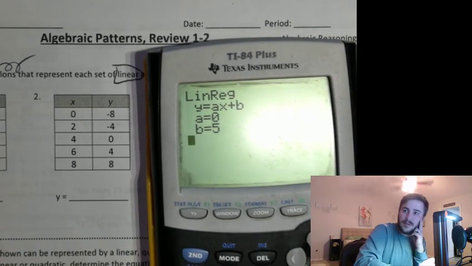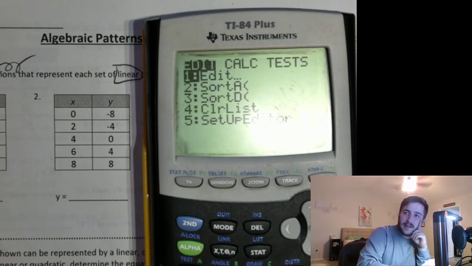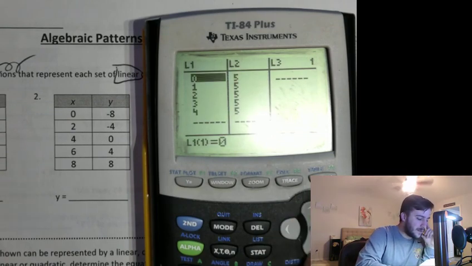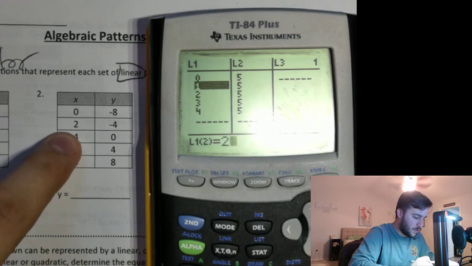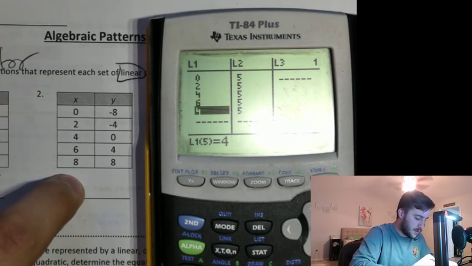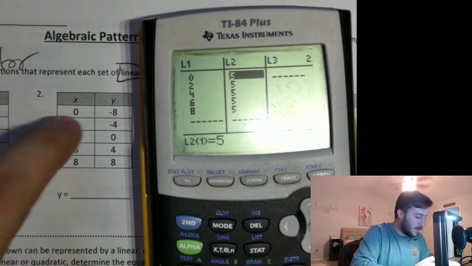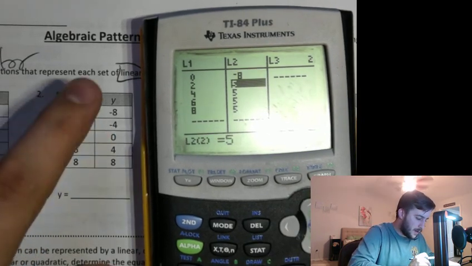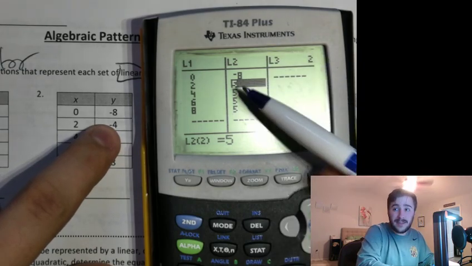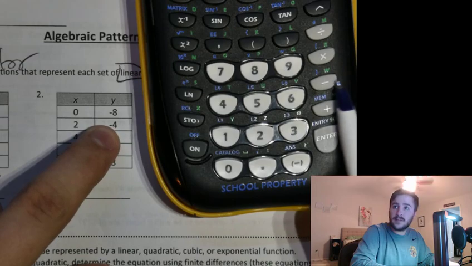Let's go through the motions again. Stat, enter. Now we have to put in different stuff. It's 0, then 2, so I have to be careful here: 4, 6, 8. And then all my y values. I've got -8. Make sure you put -8, or it's going to freak out. Remember, negative is this button; the minus is on the side. Use the negative button.